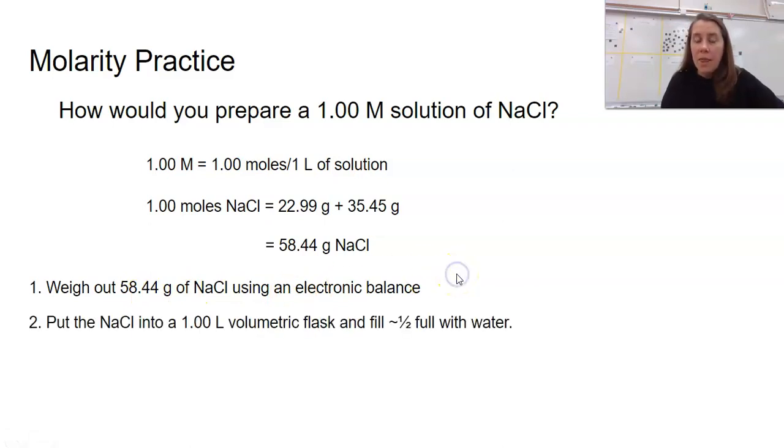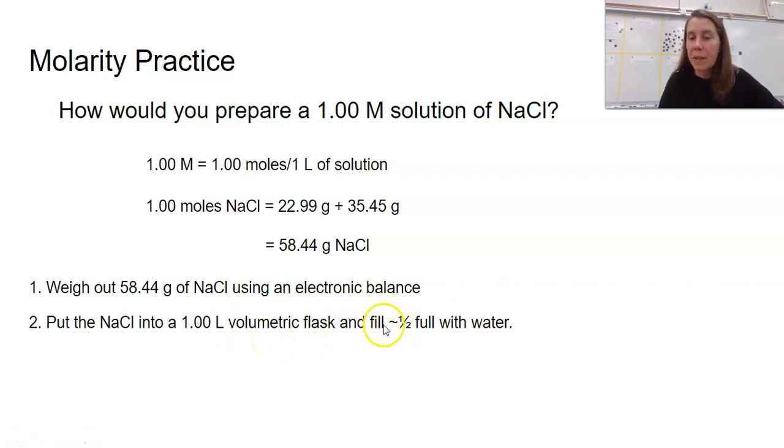All right. Then we will put that into a volumetric flask. The volumetric flask is the best or most precise way to measure a total volume if that volume is an even 1 liter or even 500 milliliters or something like that. If you're making a solution that needs a total volume of 72 milliliters, you would need to use a graduated cylinder. But for the most part, we're going to use a volumetric flask.